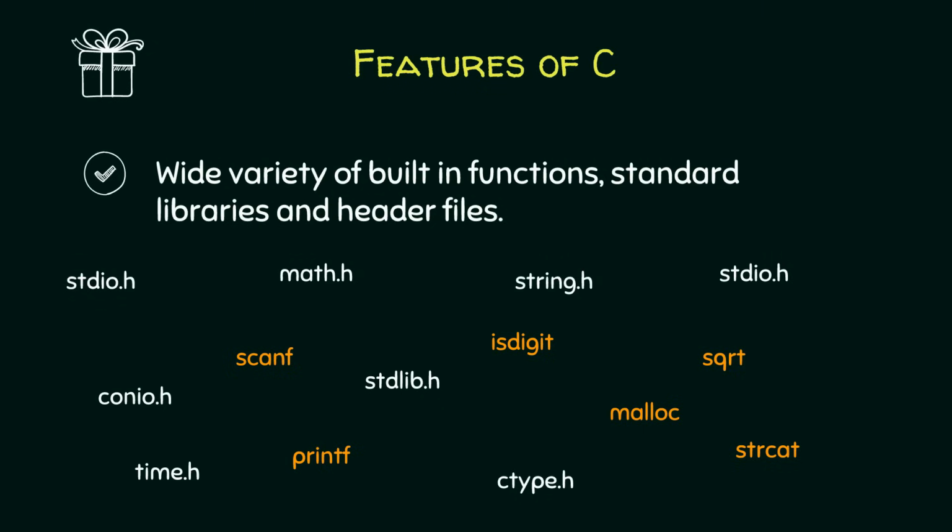CodeBlocks is an integrated development environment that helps you in creating C programs efficiently. You must follow the link in the description below to know more about how to install CodeBlocks on your computer. Now we are going to execute a very basic C code in CodeBlocks, and I will explain to you what each line depicts in the program.